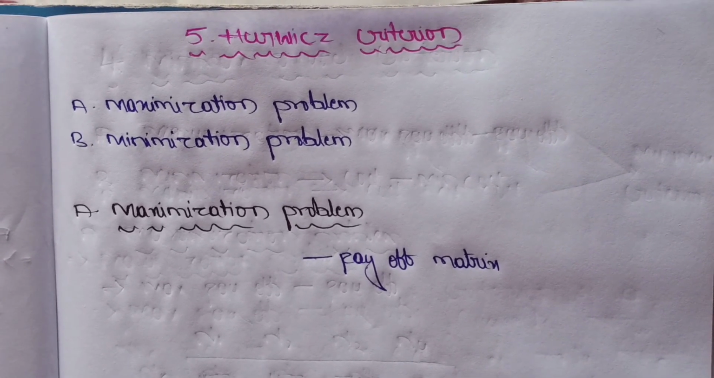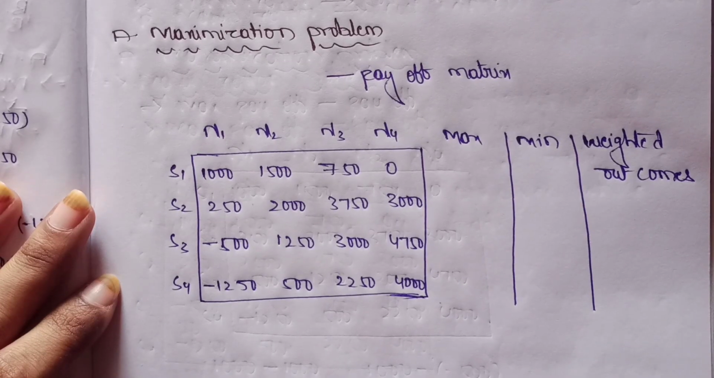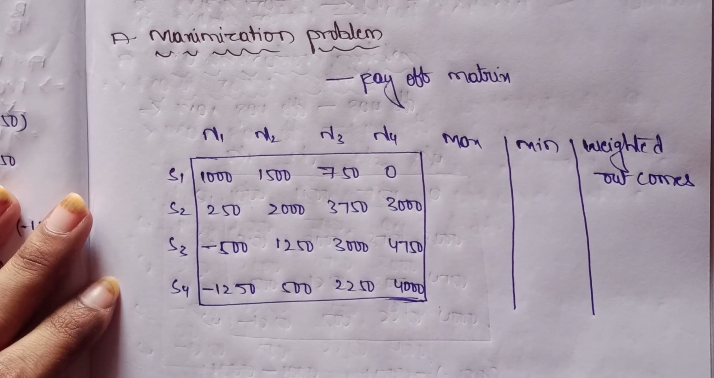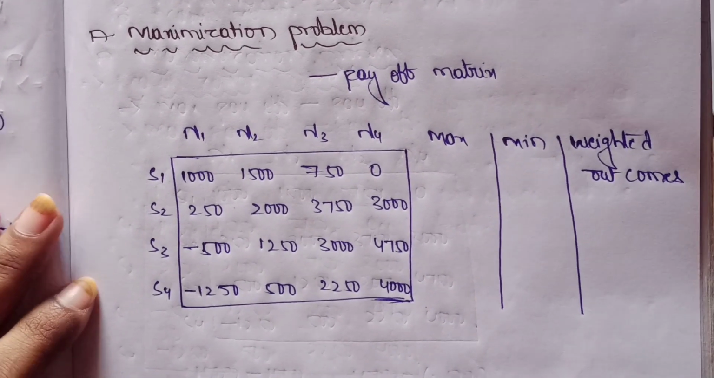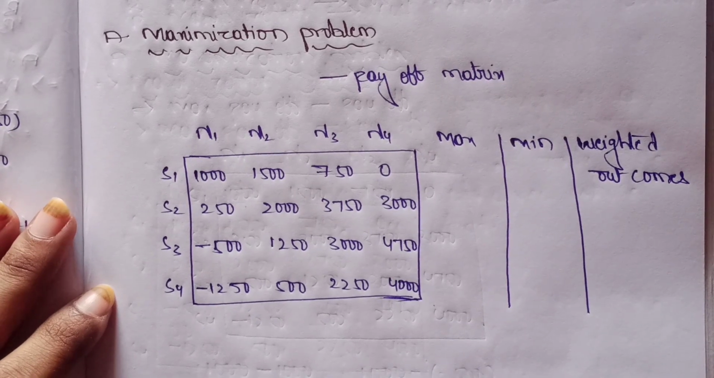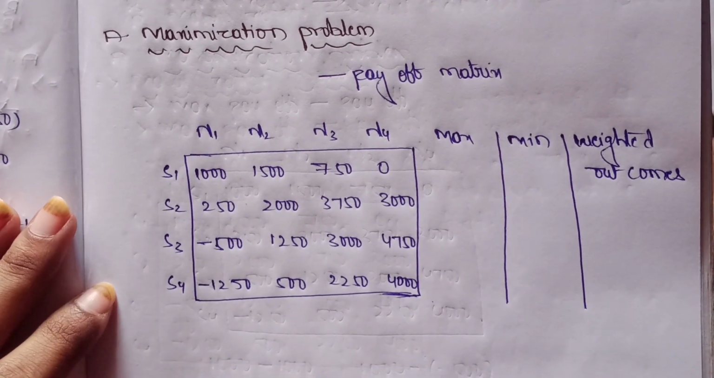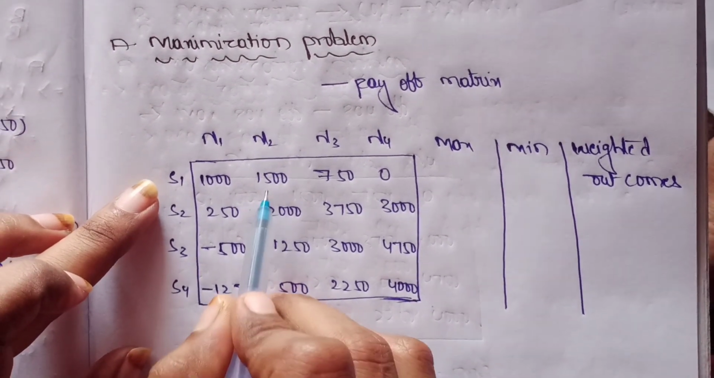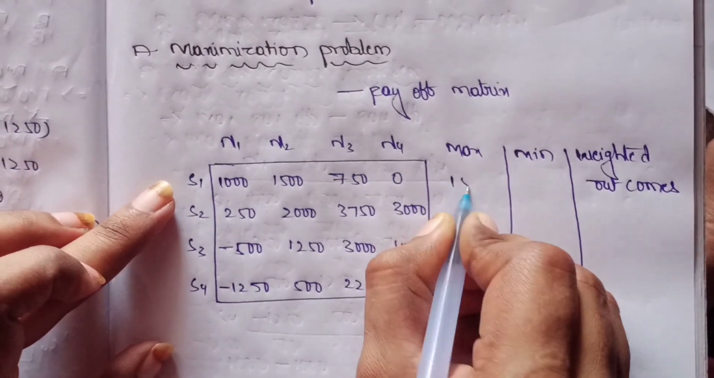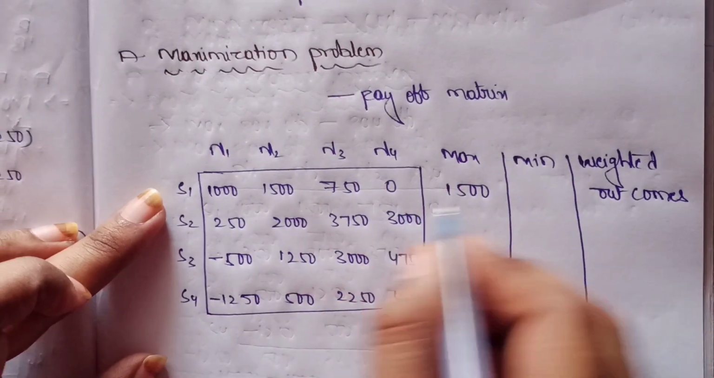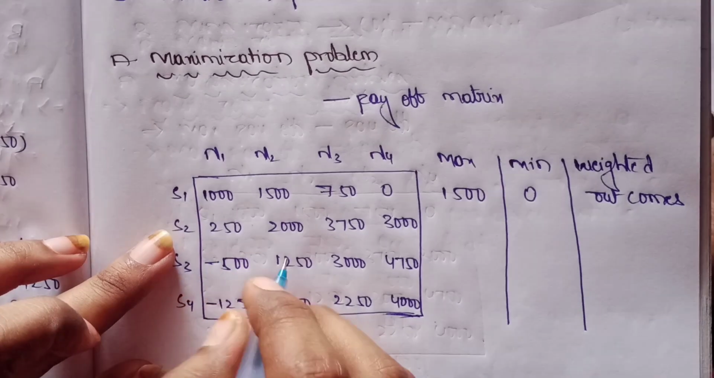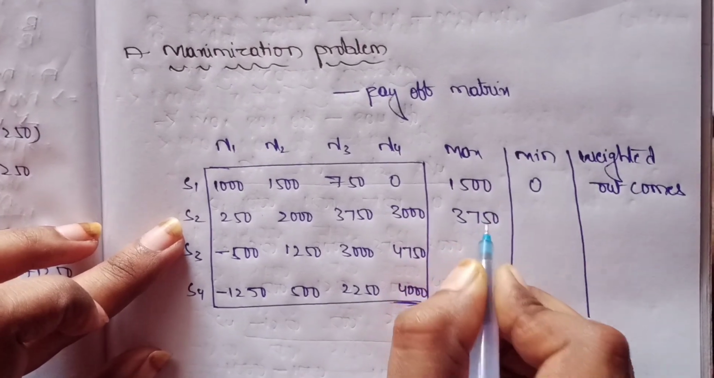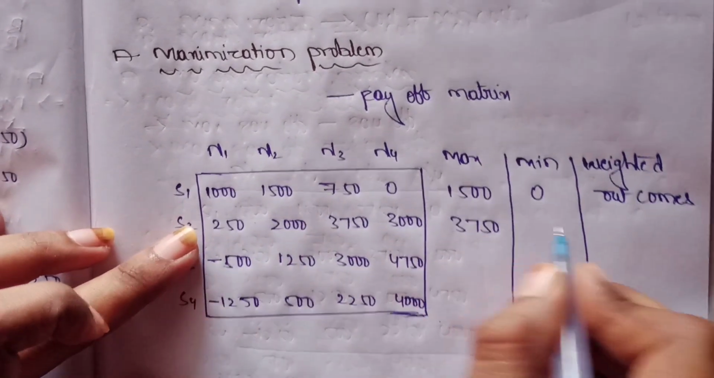So here in this problem we have to pick the maximum value and minimum value. First we have to pick the maximum and minimum values in this matrix. In the S1 row the maximum value is 1500 and the minimum value is 0, and in the S2 row the maximum value is 3750 and the minimum value is 250.